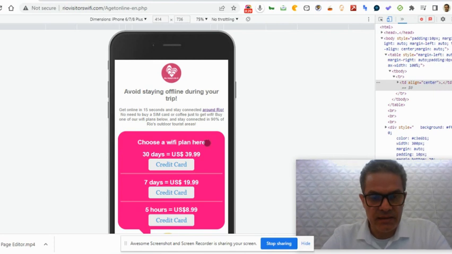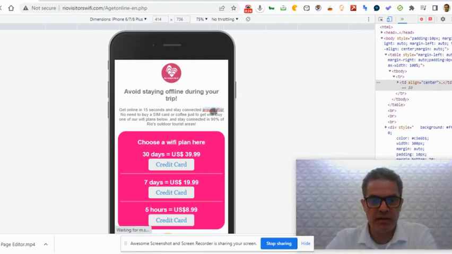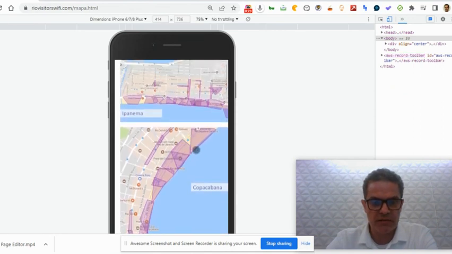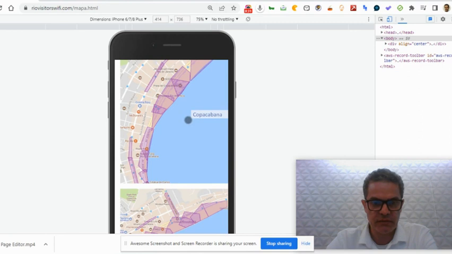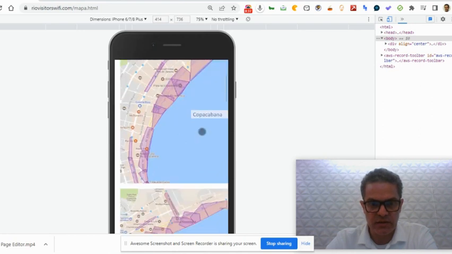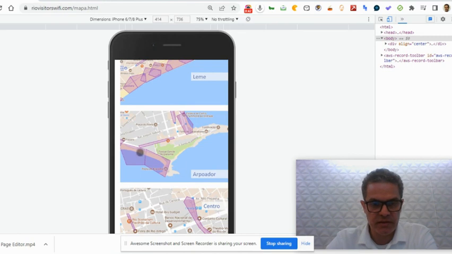One of the other things that we did test was putting the map. Over here is a map of our tourist coverage of the Wi-Fi. This purple area is, for instance, Copacabana, along the beach. On Ipanema, it's along the beach, and some of these inside streets over here. Leblon is another beach area, and so on.